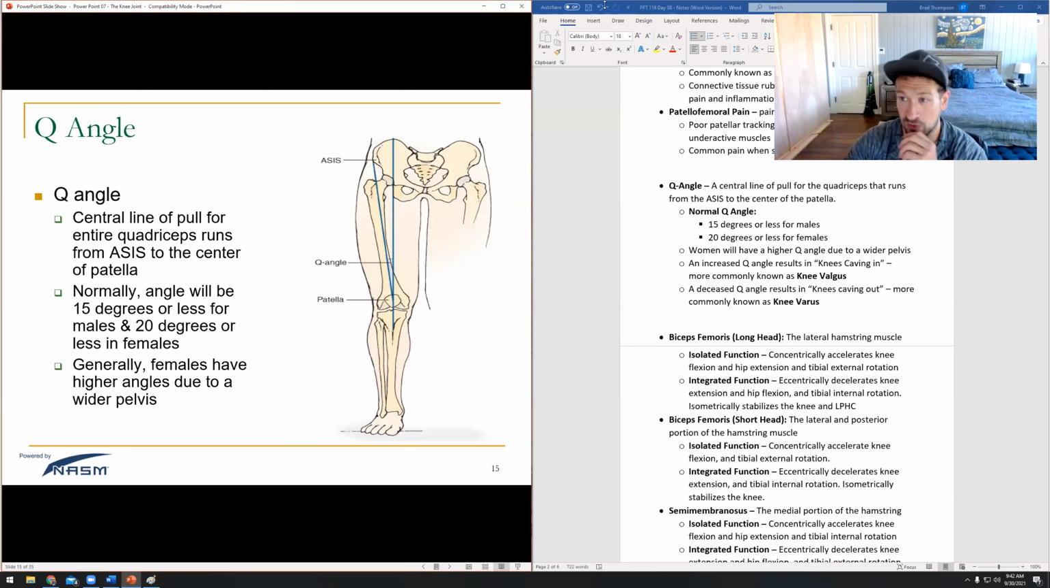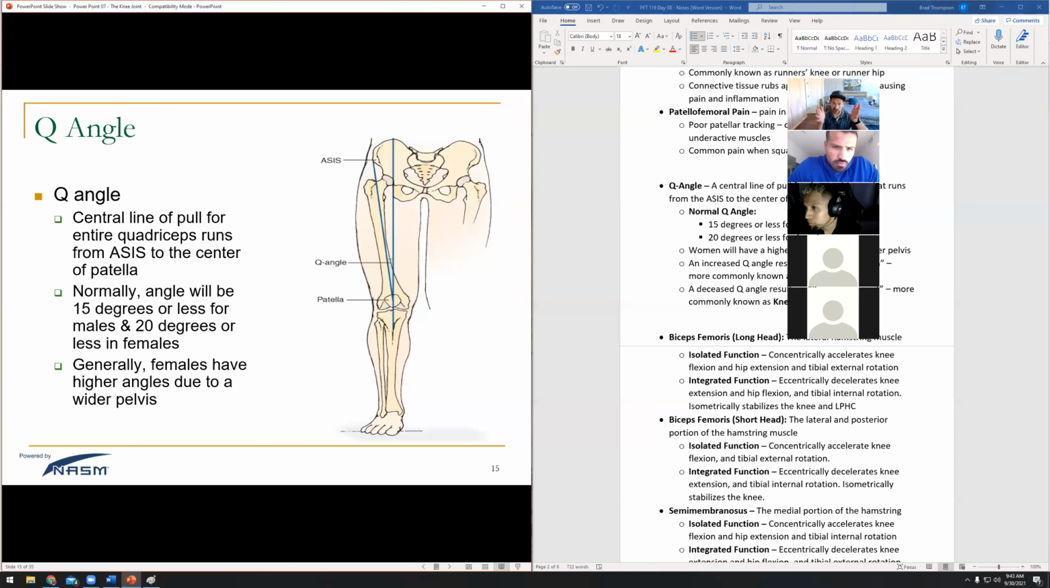So we'll talk about those tomorrow. But if you draw a line from your ASIS all the way down to the center of your kneecap, ideally, if you were to measure this angle, it should be 15 degrees or less if you are a man, because your pelvis is a little bit more narrow. If your pelvis was wider, obviously that angle would be greater, maybe 20 degrees or less if you're female.